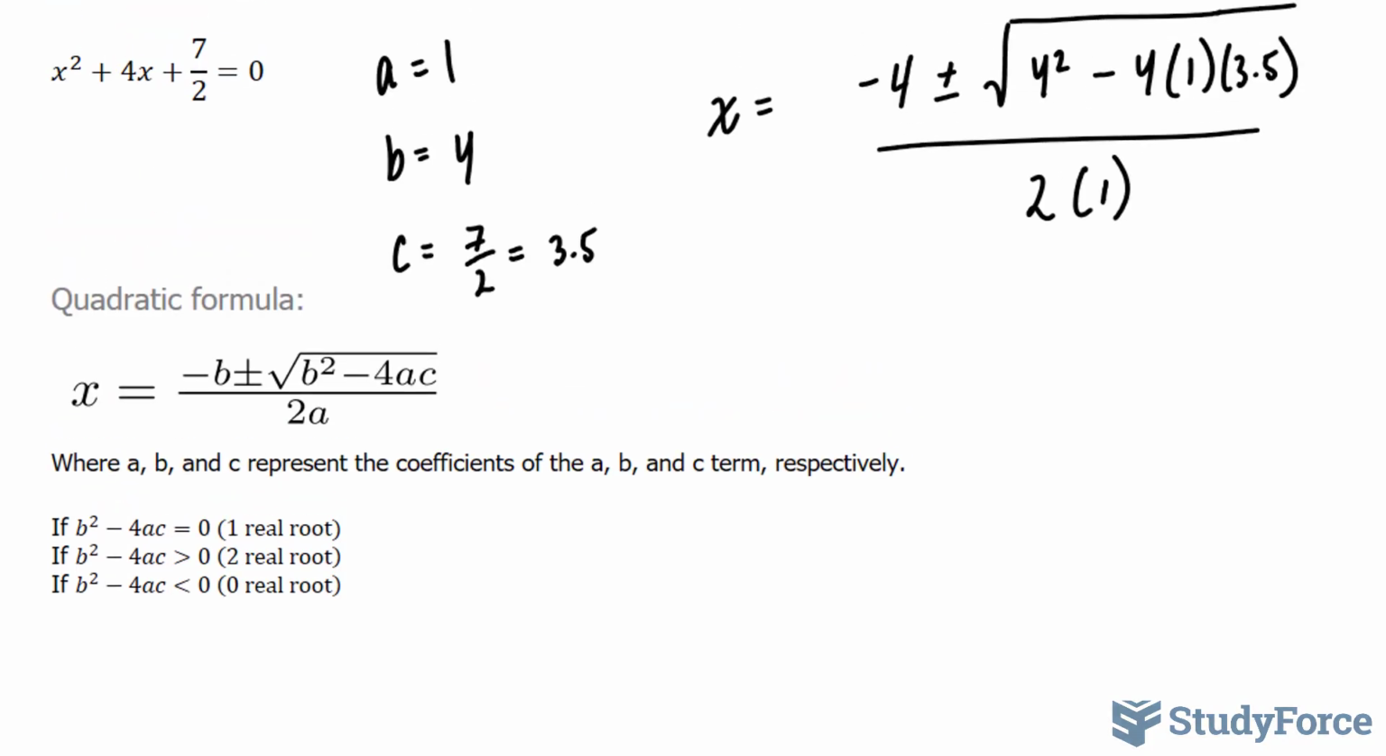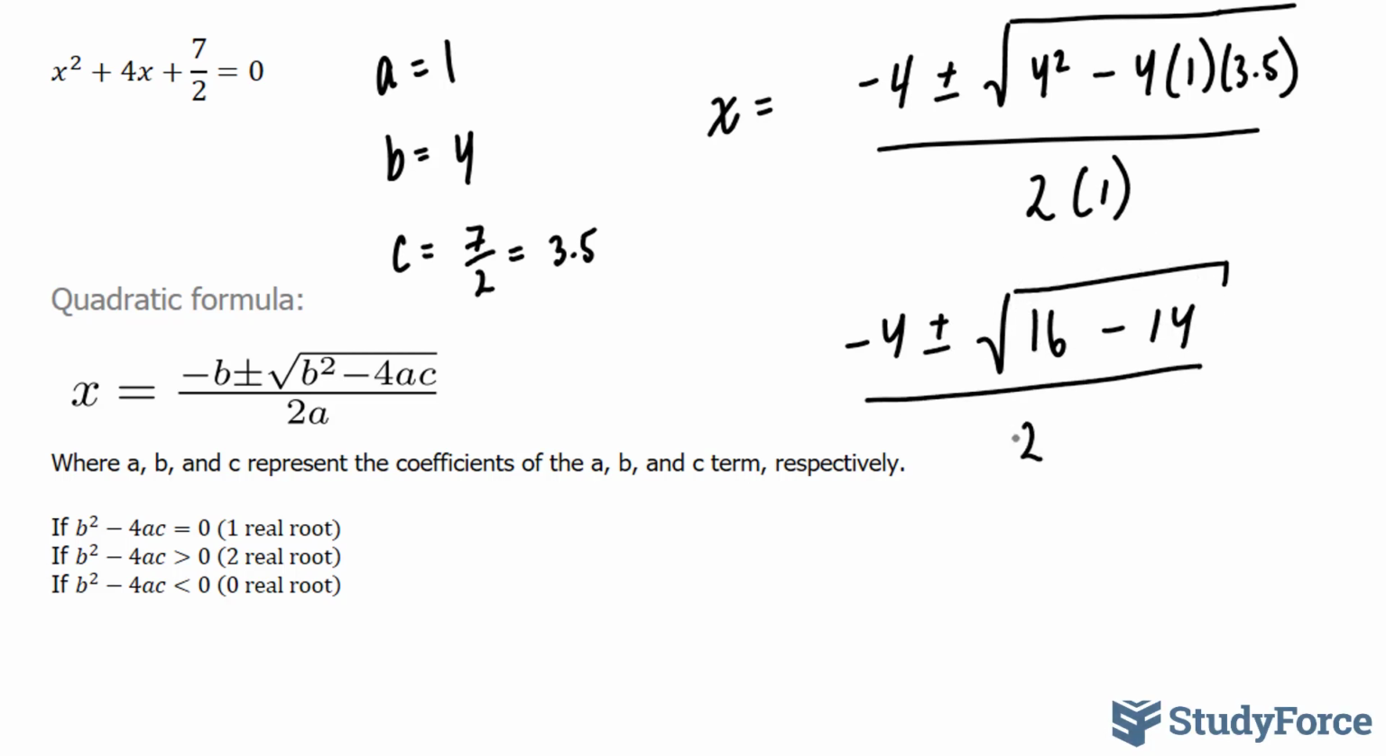Now let's find out what our discriminant is. 4 squared is 16 minus 4 times 1 times 3.5. That is equal to minus 14. And you can confirm that with your calculator. So we have minus 4 plus minus this part over 2, and that will give us our roots. 16 minus 14 is 2. So instead of writing 16 minus 14, we can just write 2.